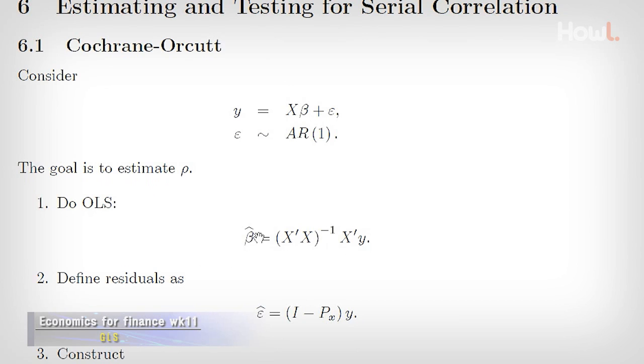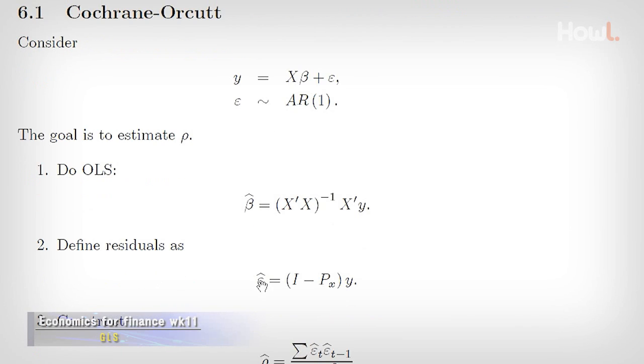So the procedure is very simple. First we run the regression, and then we collect the residuals. If we write it in matrix form, our regression error looks like this. With OLS, beta is an unbiased and actually consistent estimate. So it means that these error terms are also unbiased and consistent estimates for the error.